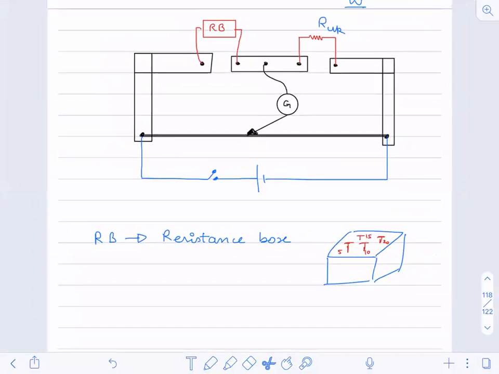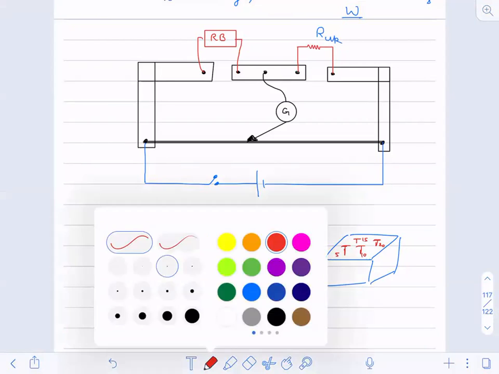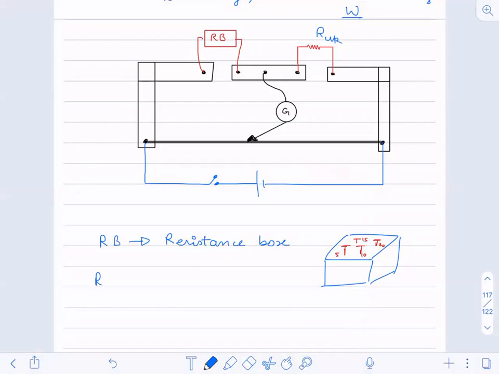Then you have one unknown resistance that I have marked with R suffix UK. This is our unknown resistance, and its value only we have to determine. Now this complete length A to B, what you are able to see here.